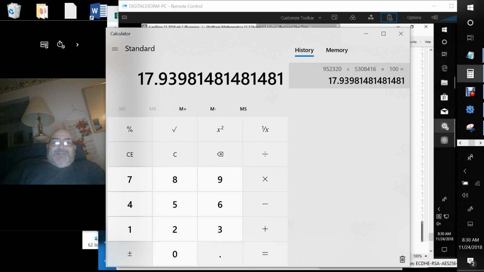This was when it was 952,320 iterations, divided by the number of iterations it's going to have, times 100%, is 18. So it's basically 18% done now.